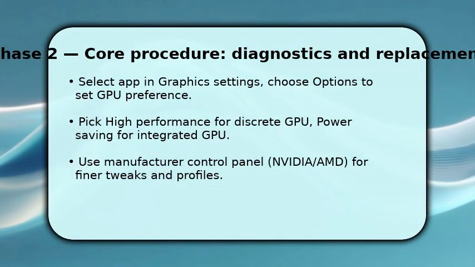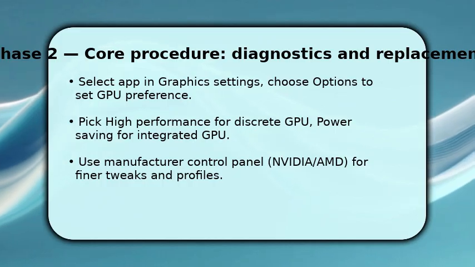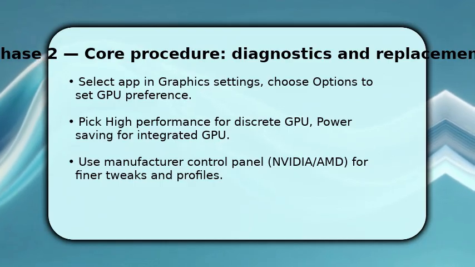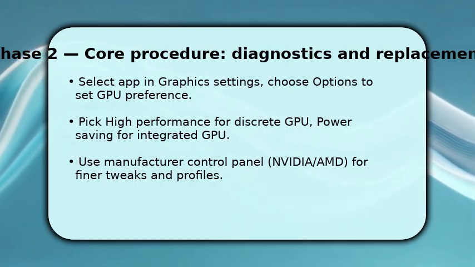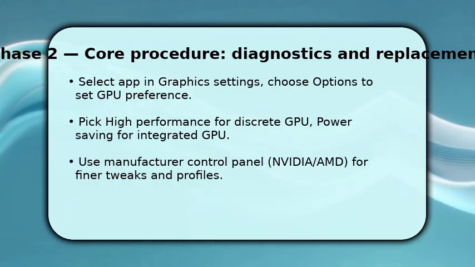Now you configure per app GPU preferences and deeper controls. Select the app you added, click Options, and pick High Performance to force the discrete GPU or Power Saving to keep the integrated unit active. This changes how Windows schedules workload, improving performance or battery life depending on choice. Once set, test the app. Use Task Manager to verify GPU usage.